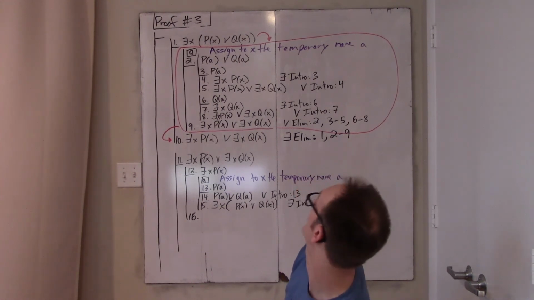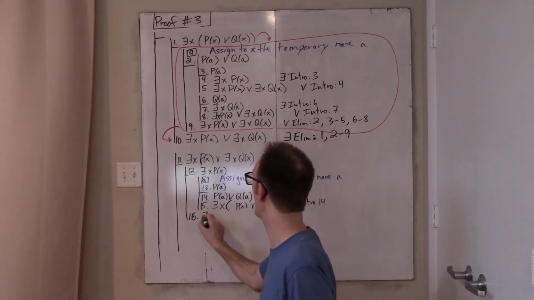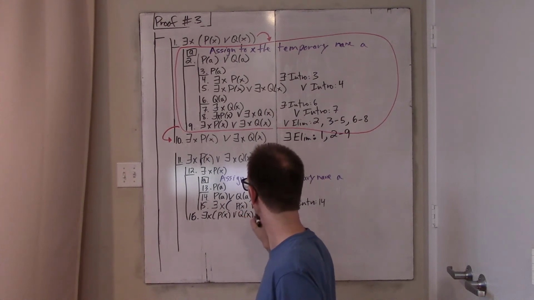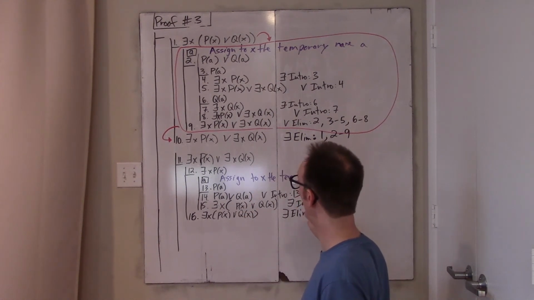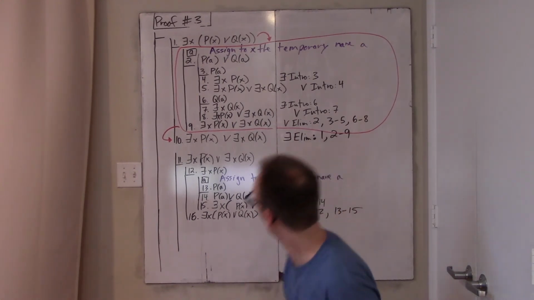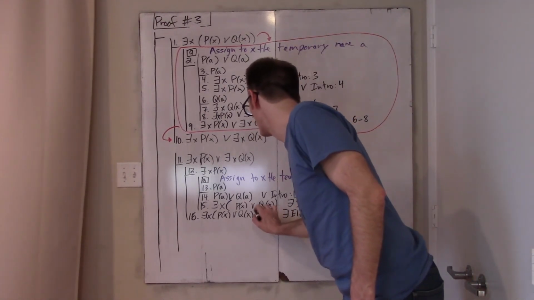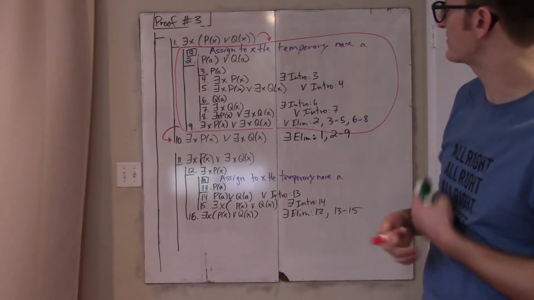What I want to conclude now is that there exists an x, P of x, or Q of x. Reason, existential elim 12, 13 through 15. What just happened here? I'll tell you what just happened. This time kind of only saying it once instead of 5 times.